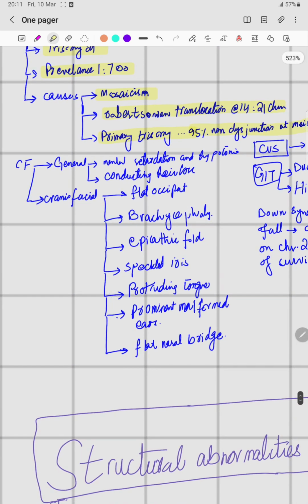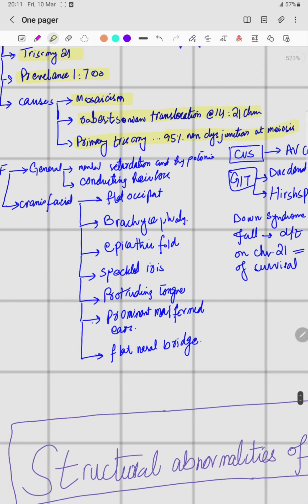The most important clinical features include the general features and the craniofacial features. The general features include mental retardation, hypotonia, and conducting hearing loss. The craniofacial features include flat occiput, brachycephaly, epicanthal folds, speckled iris, protruding tongue, prominent malformed ears, and a flat nasal bridge.